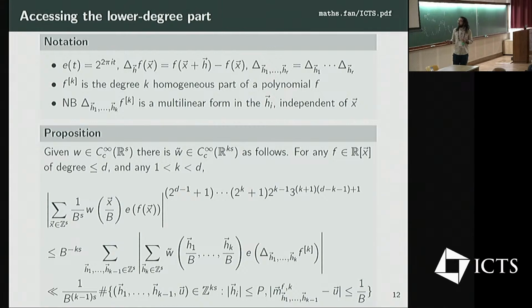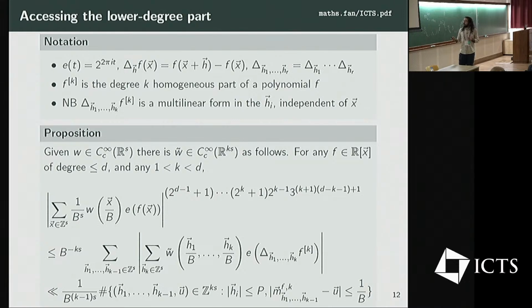So this is what Weyl differencing gives you when applied to this exponential sum in the degree d case. And this is the insight of Davenport, which Birch built on, that this is very well prepared for an application of the geometry of numbers.